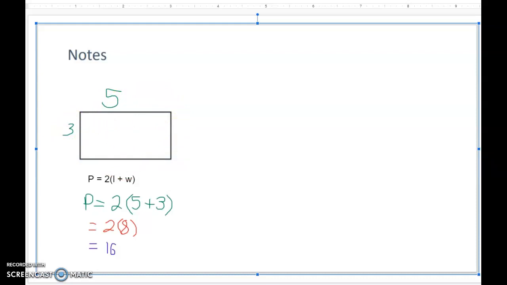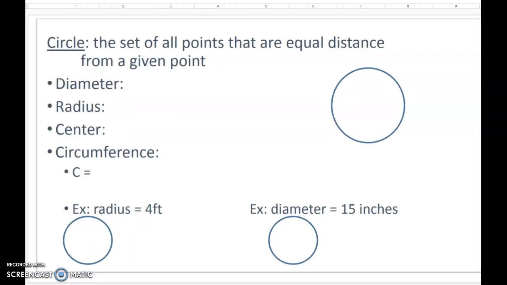Okay, so next thing I want to talk about, we're going to look at circles. How do we find the perimeter of a circle? So first of all, a circle, I know there's a lot to write down here, so I'm going to try and give this to you in pieces. A circle is the set of all points that are equal distance from a given point. That's the mathematical definition of a circle. We kind of think of a circle as just being round, but I guess you could have a squished oval or something. So anyway, this is the technical definition of a circle.